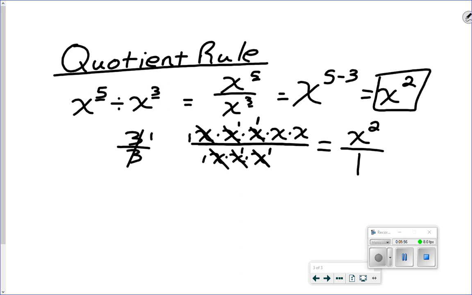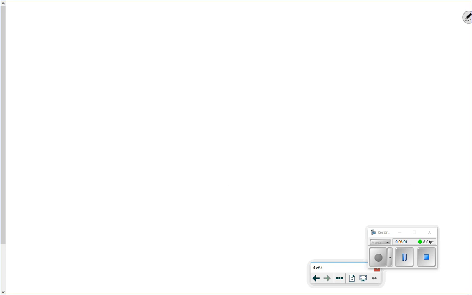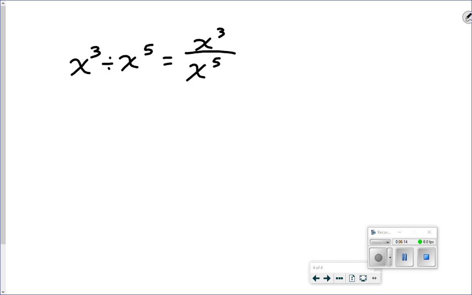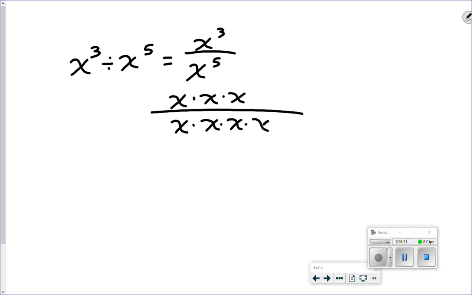So that's the reasoning. I want to show you this with another example where they actually have the leftovers on the bottom. So let's look at if it were backwards. Let's say we had x to the third divided by x to the fifth. Okay, that's the same as having an x to the third in the numerator and an x to the fifth in the denominator. So if we do the canceling in this case, there's 2 ways to go about doing this. We have x times x times x on the top, and on the bottom we have x times itself 5 times.